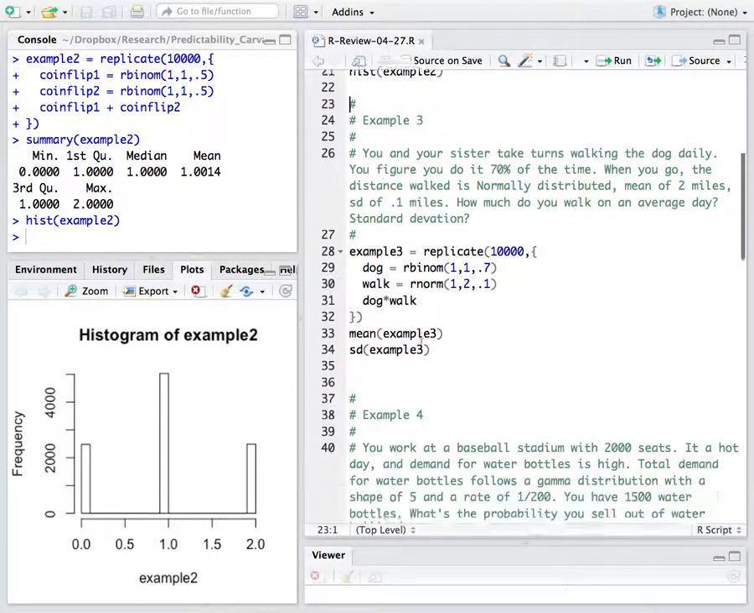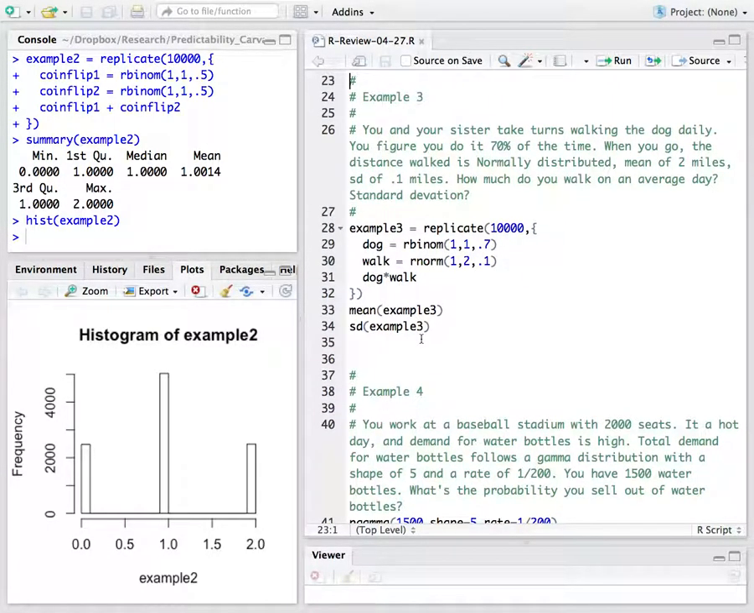All right. Slightly more challenging example that connects more to your homework assignment. You and your sister take turns walking the dog every day. You figure you end up doing it about 70% of the time. When you go walk the dog, you walk a normally distributed distance with an average of 2 miles and a standard deviation of 0.1 miles. So there's a random quantity to how long you walk your dog. How much do you walk on an average day?